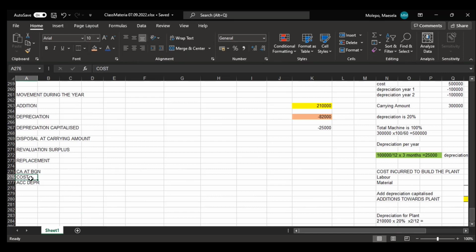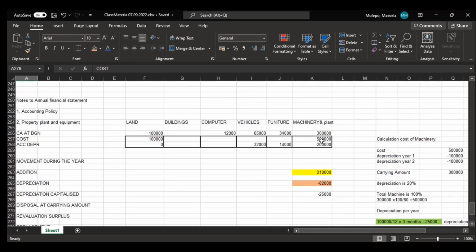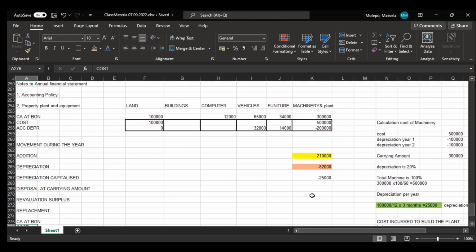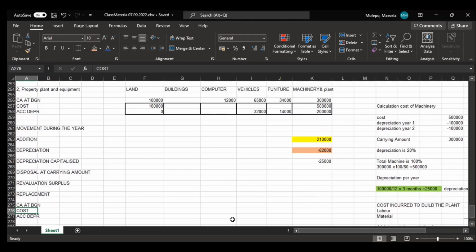So here, the cost now is going to change because it was sitting as 500,000, but we added 210. Actually, you remember the 210? Where does it come from? So now we're going to say our cost at the end of the year is 710, which will be 500 plus 210. This 500 plus 210 gives us 710. We are all happy, okay?